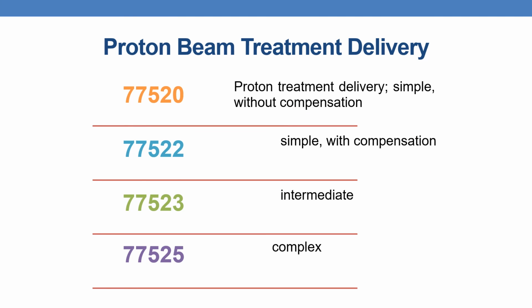Now coming to the description of various CPTs. 77520 is proton treatment delivery, simple, without compensation. 77522 is proton treatment delivery, simple, with compensation. 77523 is proton treatment delivery, intermediate, and 77525 is proton treatment delivery, complex. By this, we complete the entire radiology topic.